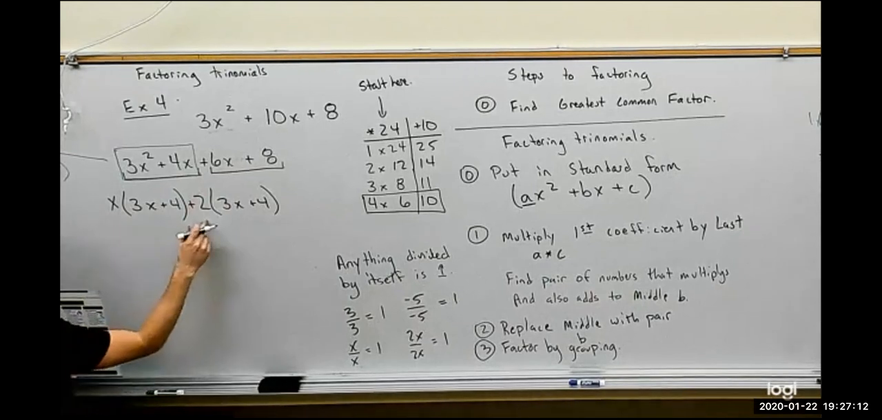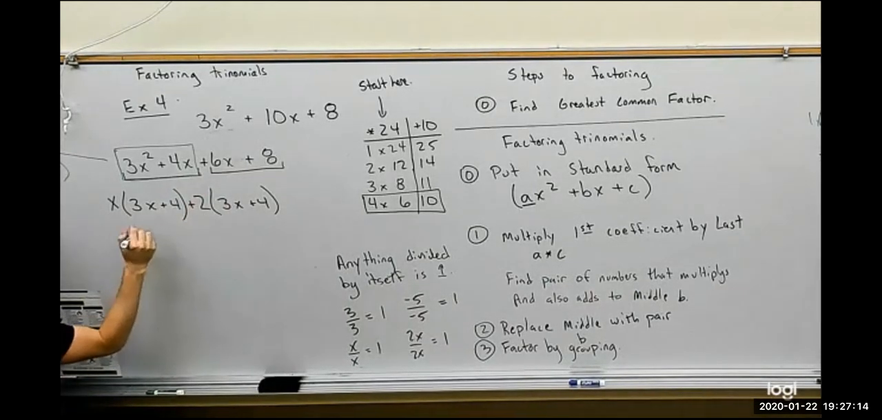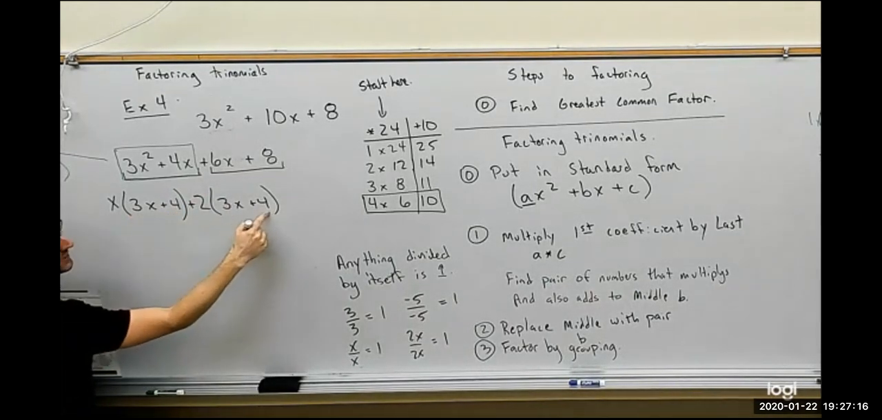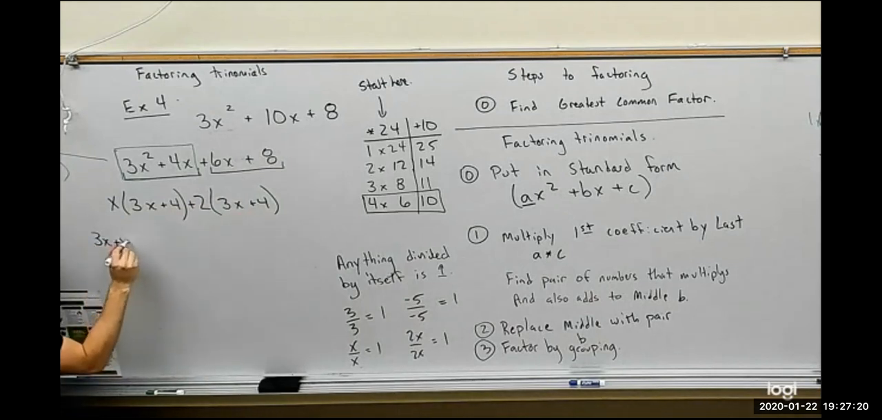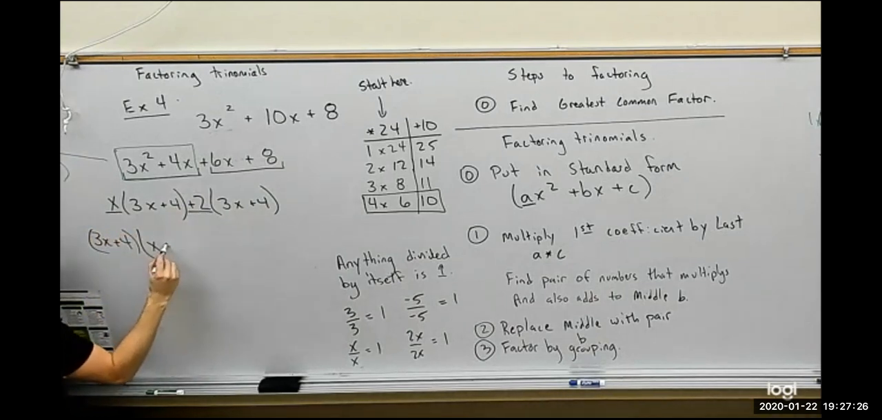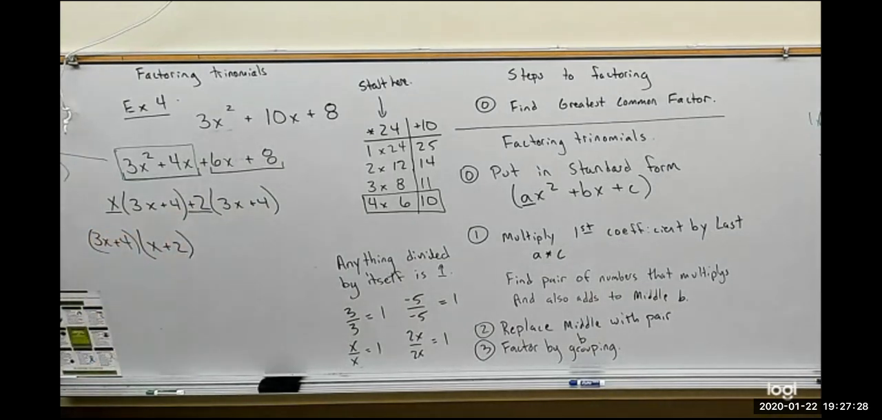All right. So now we look to see 3x plus 4, 3x plus 4. Factor that out. So they both have a 3x plus 4. And what we're left with is an x plus a 2. And again, the order does not matter. Okay? Questions, comments, concerns?